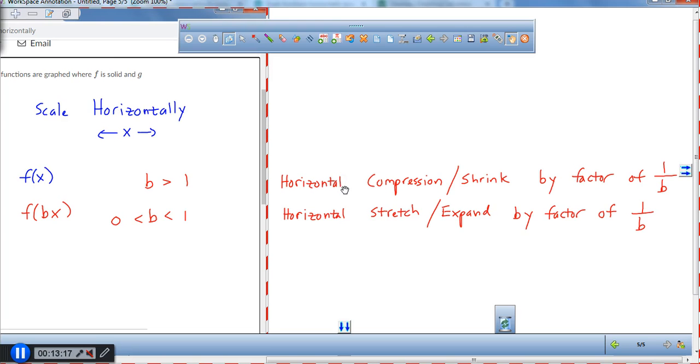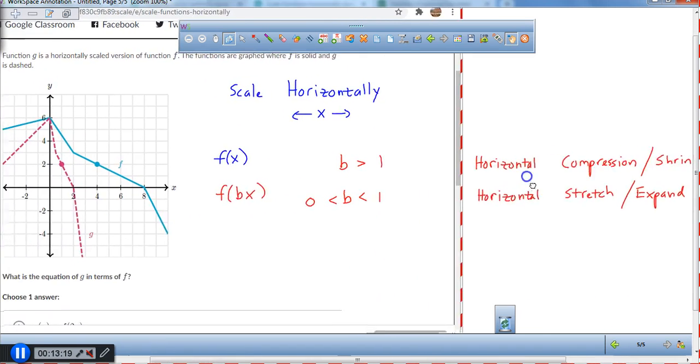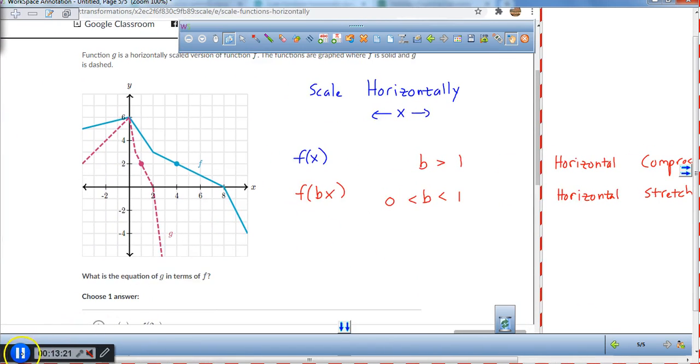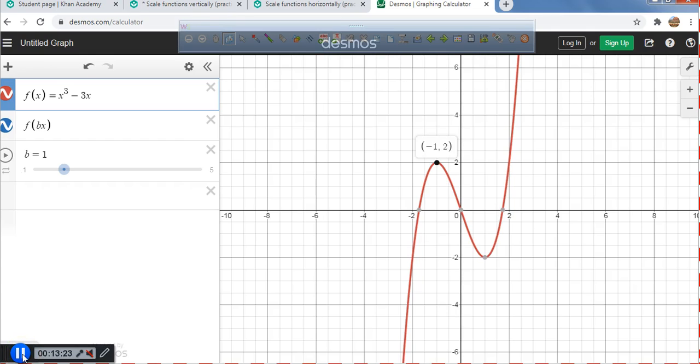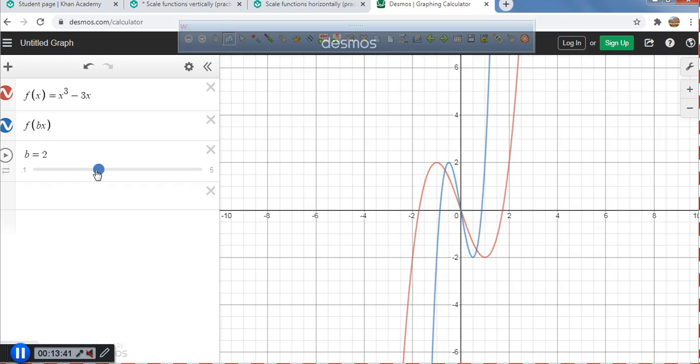I'm going to pause the video. I'm going to get Desmos ready to go so you can see how it works. All right, so I created a little cubic function here in Desmos, and I want you to notice this point right here, -1, 2. So our x value is at -1, and right now our b value is at 1. But look what happens if I make my b value 2. What do you notice right there?